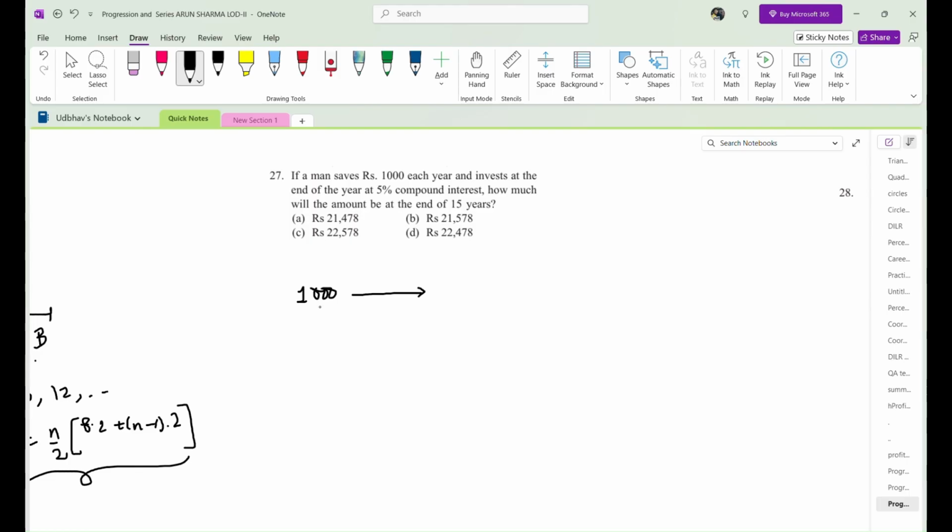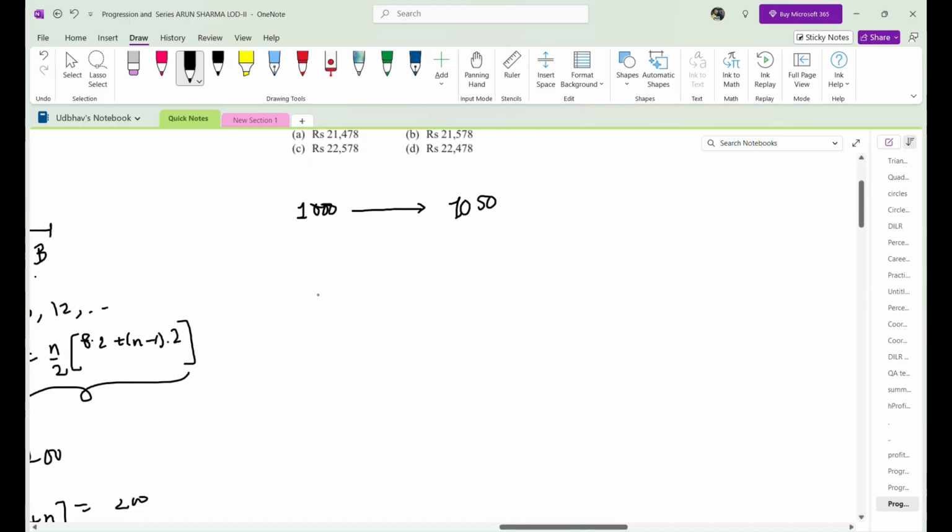So if you put 1000 rupees into the box and you wait for 1 year, at the end of the 1 year, if you take out the money, how much money will you be getting? You'll be getting 1050, because it will increase by 5%. So 1000 plus 1000 into 0.05, and you will do this for 15 years.